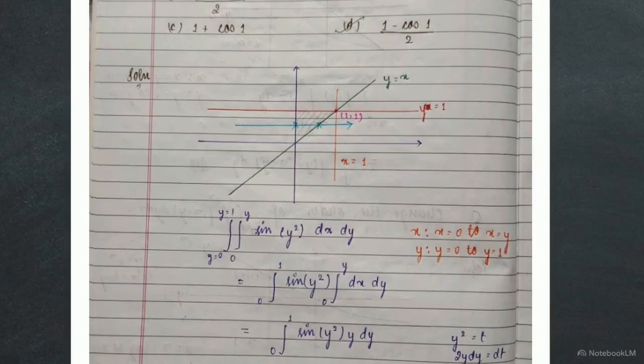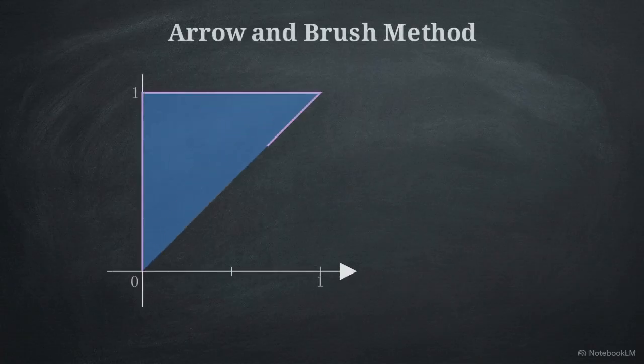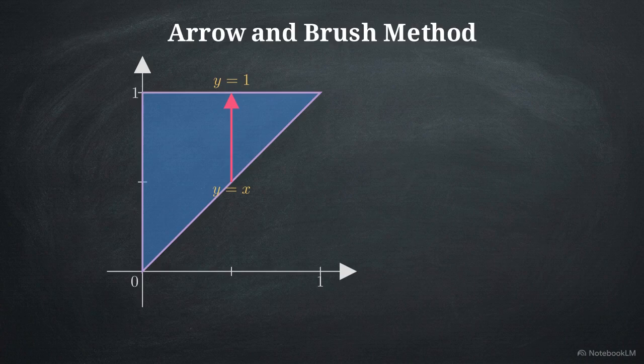To find our new bounds, we use the arrow and brush method to determine how we slice this region. The original problem integrated with respect to y first. This means an arrow shoots vertically through the triangle, entering the diagonal line and exiting the flat roof. The outer integral acts as a brush, sweeping this arrow from the left edge to the right.